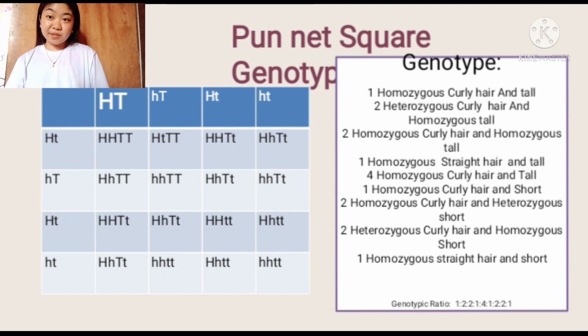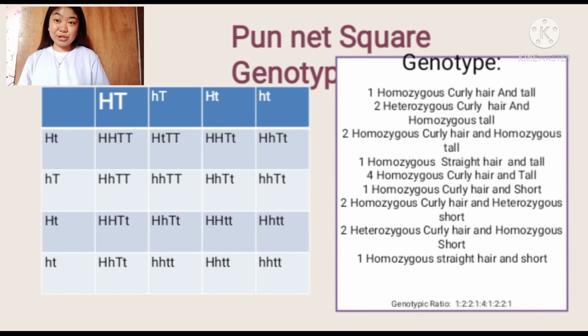So now let's proceed to the illustration for getting the genotype and phenotype ratios. As you can see in the illustration, the dominant traits are curly hair and tall, represented by capital letters H and T, and the recessive traits are straight hair and short height, represented by small letters h and t. Now let's cross using a Punnett square.